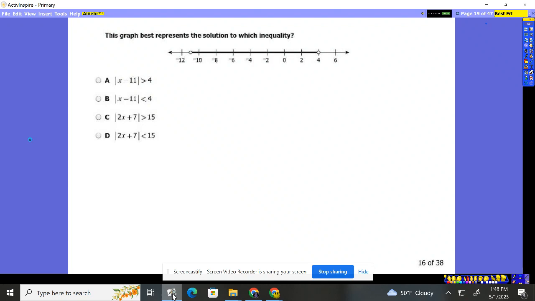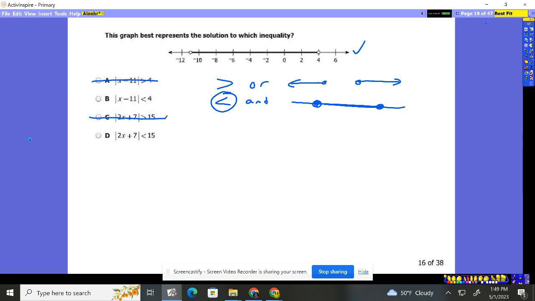This is between parts. You have greater thans and less thans. Greater sounds like the word or. If you remember, those graphs are always going to be shooting in opposite directions. It's the less than that's the ands that's always going to be between 2 points, which is what I have right here. So I know it's got to be a less than symbol. That means this is gone and this is gone.